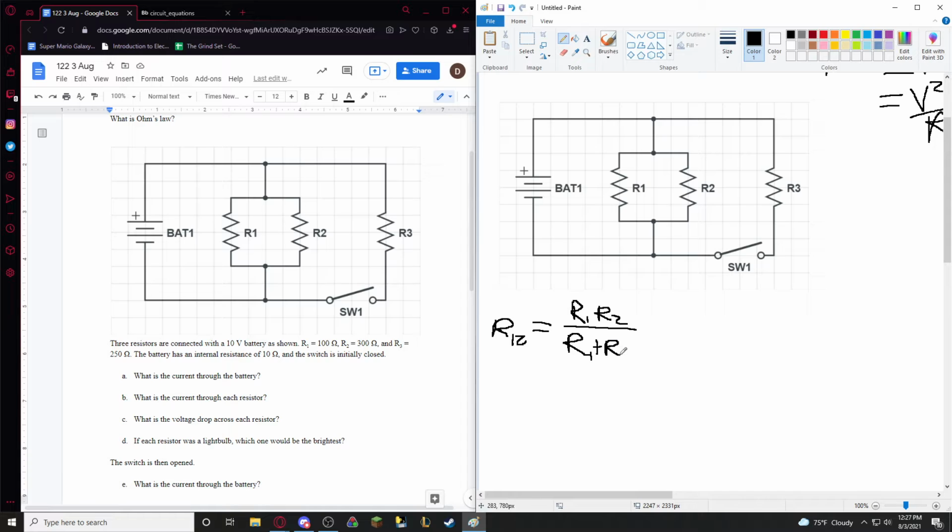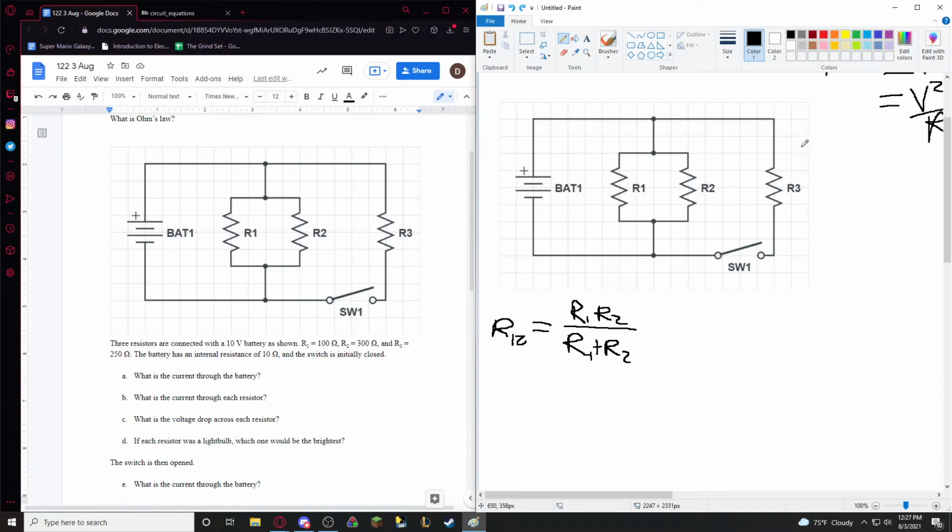Yep. By the way, if anyone's wondering, this is exactly the same as doing 1 over R12 equals 1 over R1 plus 1 over R2. This is basically the series formula, but in the opposite form, because this one's parallel. I always write it as R1 times R2 over the sum because it's simpler for me. I kept making mistakes the other way, so I do it this way. Less chance of mistakes. And that's how you get R12.